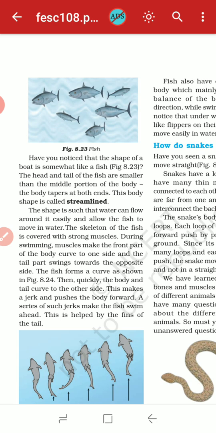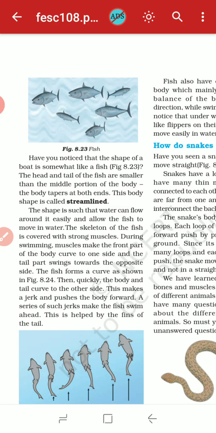The skeleton of the fish is covered with strong muscles. During swimming, muscles make the front part of the body curve to one side and the tail part swings towards the opposite side. The fish forms the curve as shown in figure 8.24. Then quickly the body and the tail curve to the other side. This makes a jerk that pushes the body forward, and a series of such jerks make the fish swim ahead.